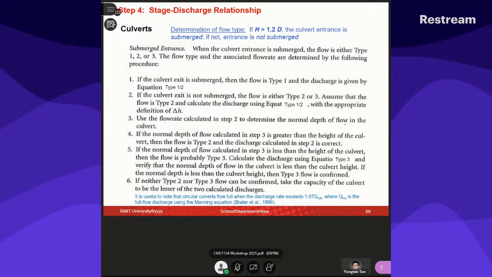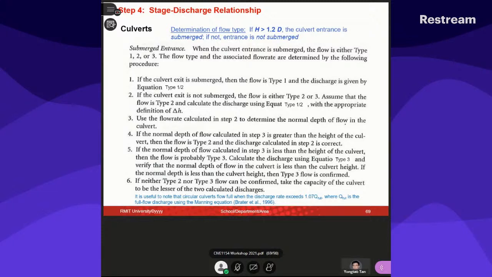Actually, this slide shows what I just said. For the submerged entrance, the flow is either type 1, type 2, or type 3. You can follow the following procedure to determine which it is.